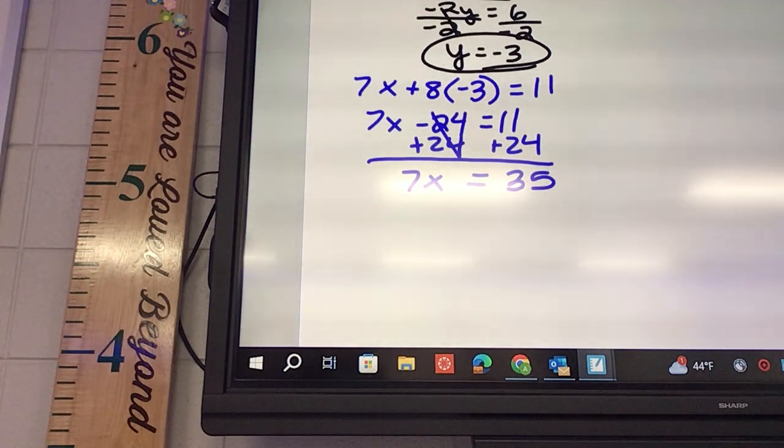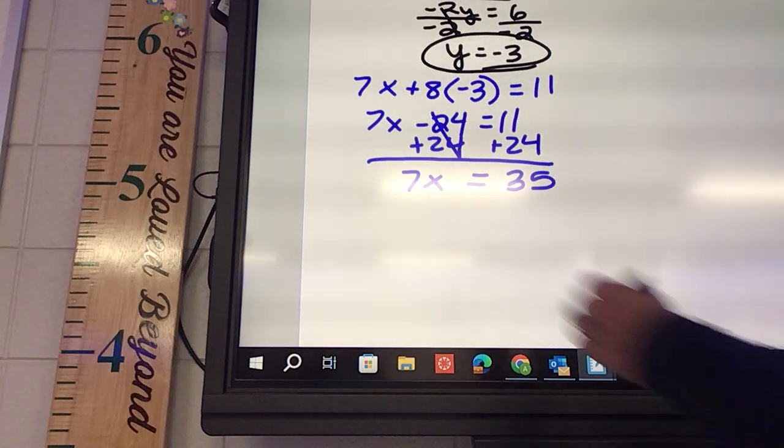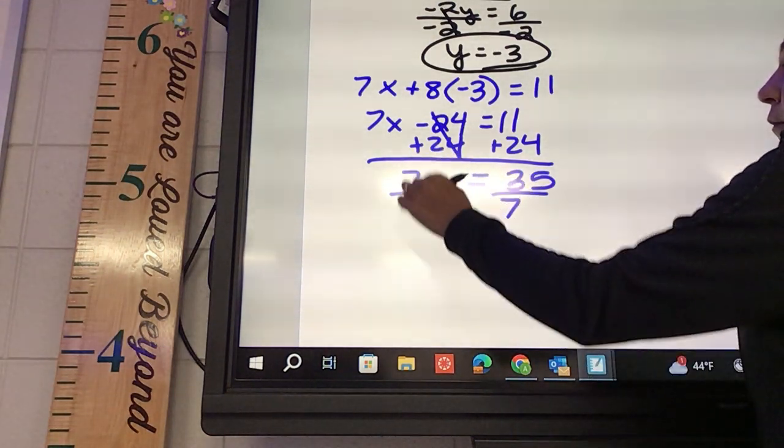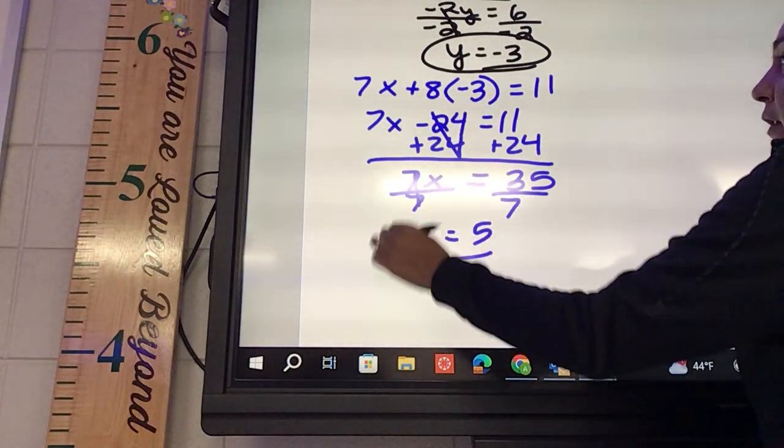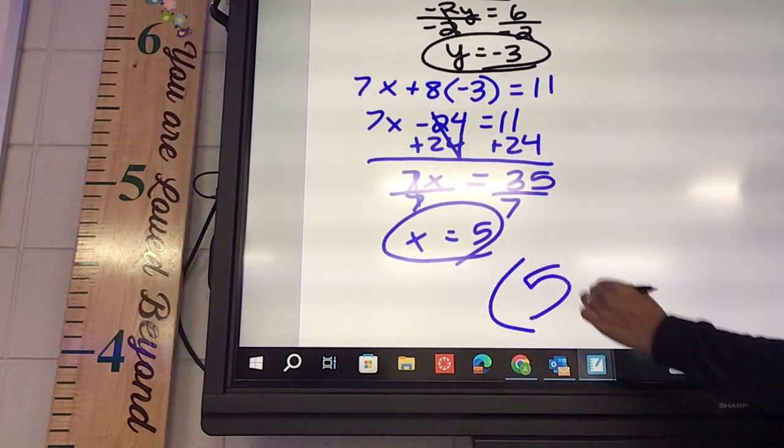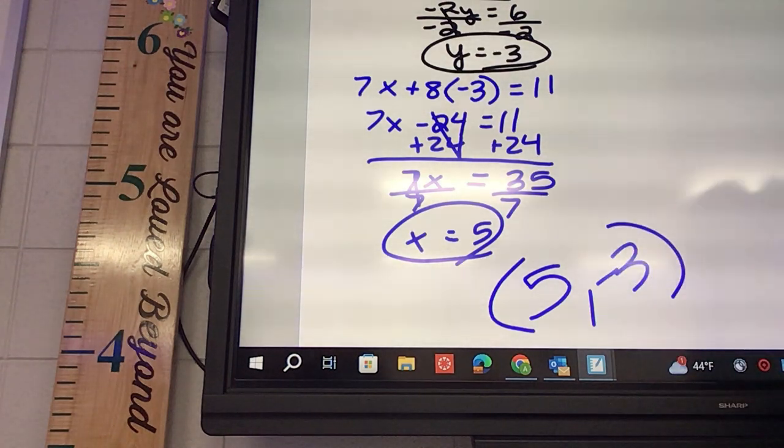Okay, and then our last step is to do what? Right. So we get x equals 5. And so this is again ready for coordinate 5 comma negative 3.